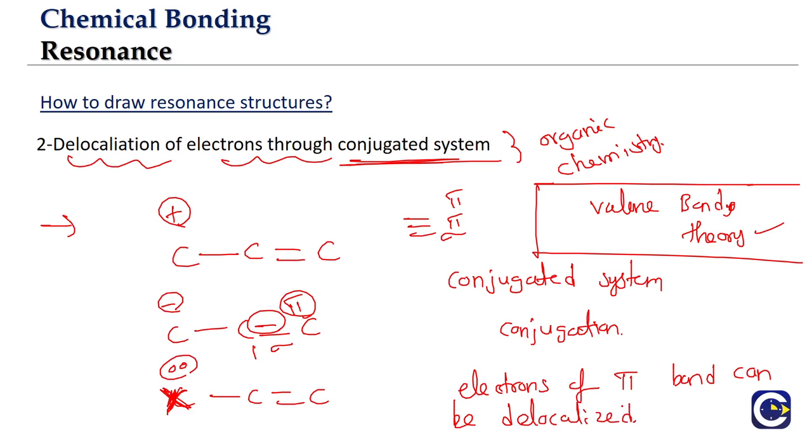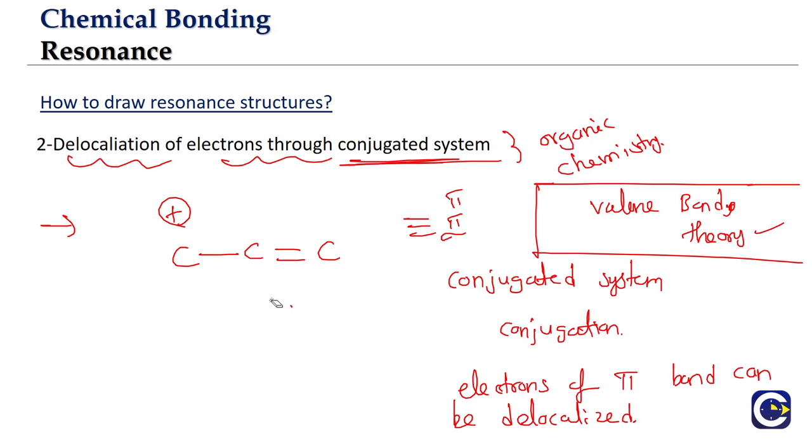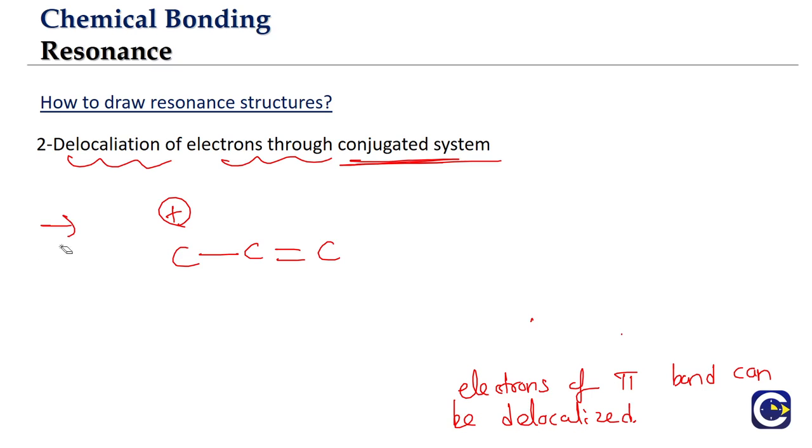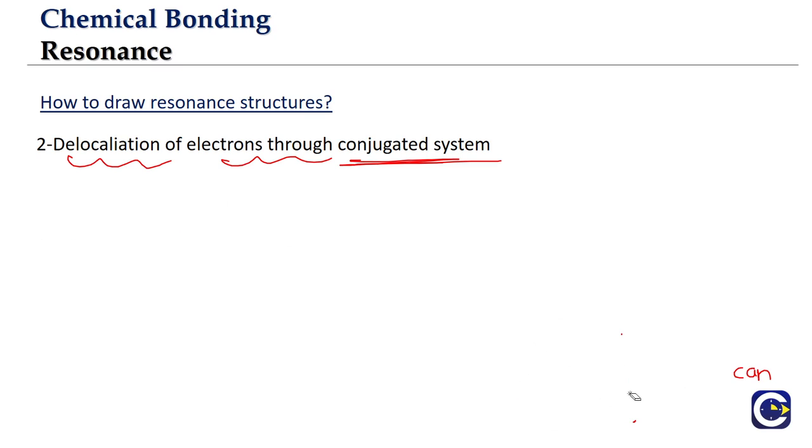So whenever you have a conjugated system, the electrons of the pi bond can be delocalized, and as a result we will be able to have alternative structures possible because of the delocalization of these pi bond electrons. Now what it is and in how many ways we can do it, all of this we will be learning in detail when it comes to organic chemistry. But here we'll just take one example and then explain. The rest of it we'll cover in resonance with regard to organic chemistry.